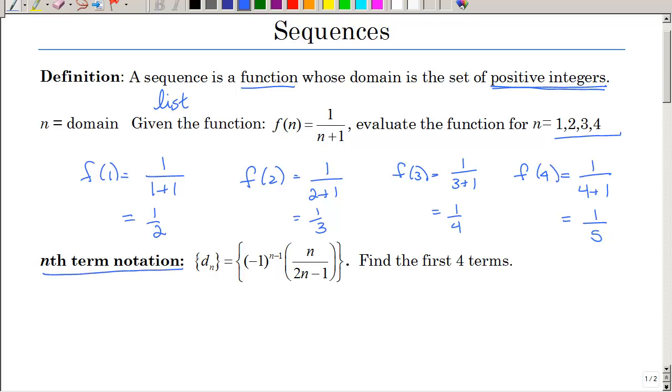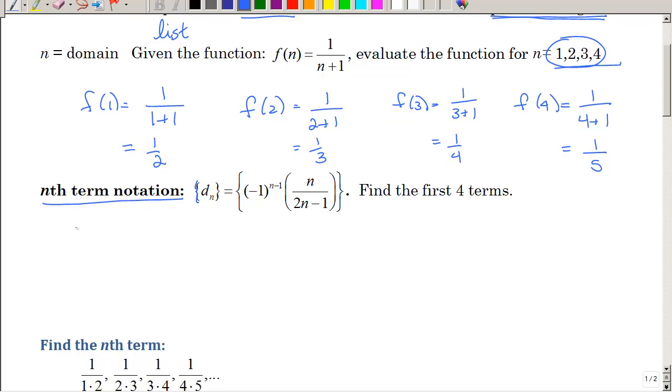So we have a set, that's the braces, of d sub n, and it's defined as -1 to the n minus 1 times n over 2n minus 1. Find the first 4 terms. Well, remember, for the first 4 terms, n is always going to be 1, 2, 3, 4. If it's the first 5 terms, 1, 2, 3, 4, 5. It always starts with 1 and increases by 1. So let's look at our formula.